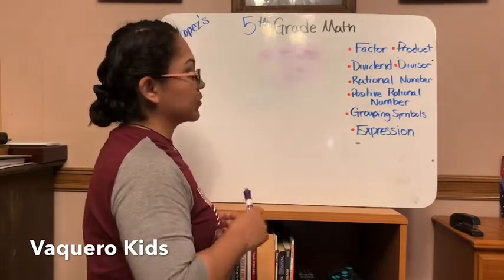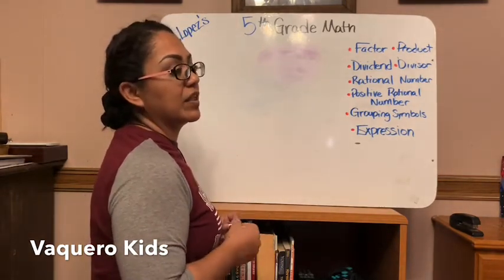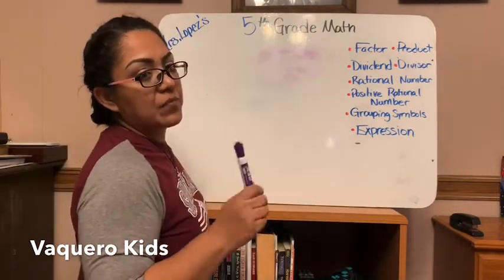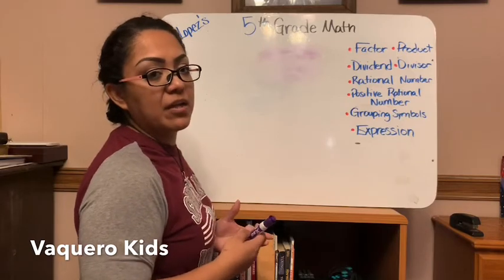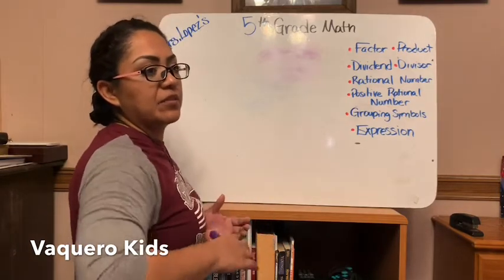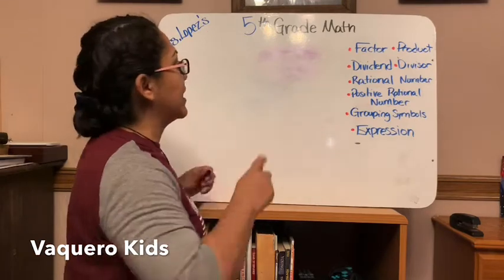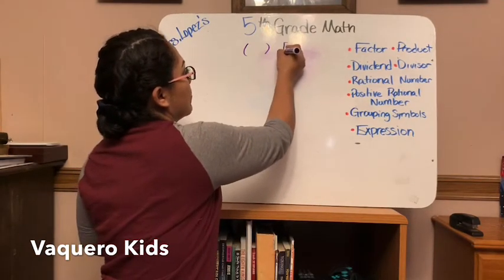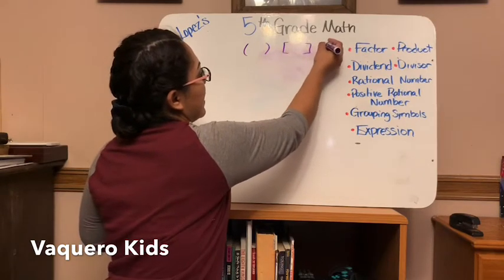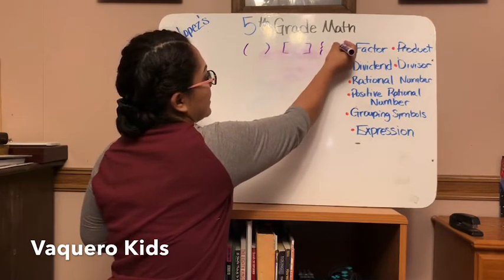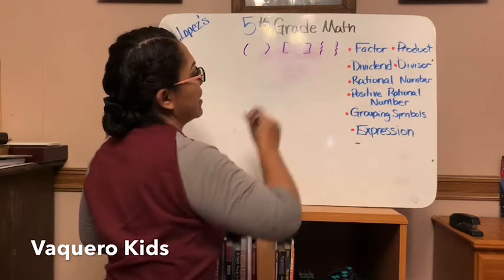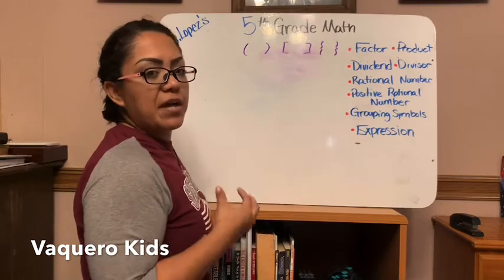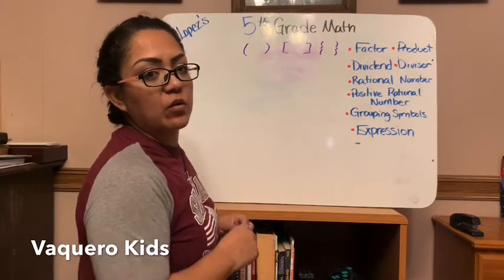Grouping symbols. Grouping symbols are things that we use when we are trying to solve an expression, which is our next word. So remember PEMDAS. In PEMDAS you have parentheses, sometimes we have brackets, and we have braces. Things that look like this. We can have parentheses, brackets, and sometimes we have the fancy braces that look like this. Those would be our grouping symbols. And with our grouping symbols, we would use PEMDAS to tell us which one we're going to do first.